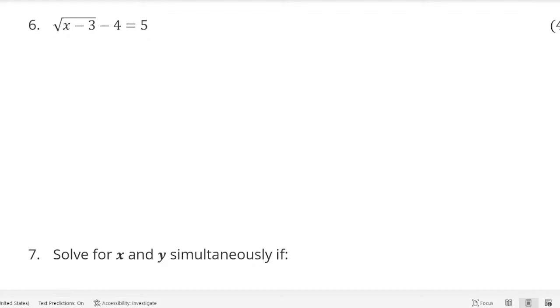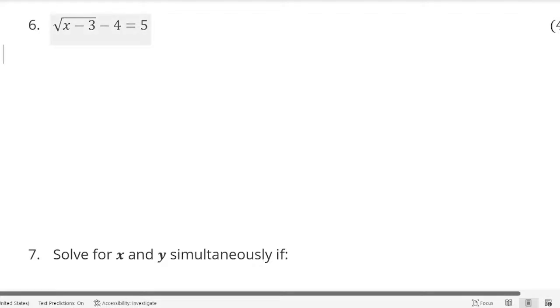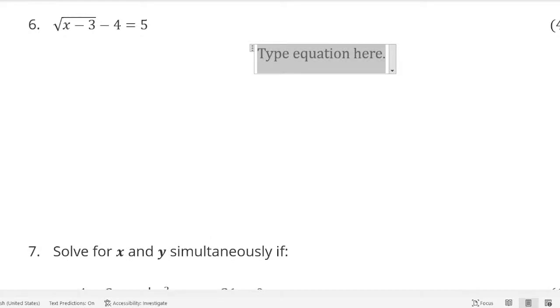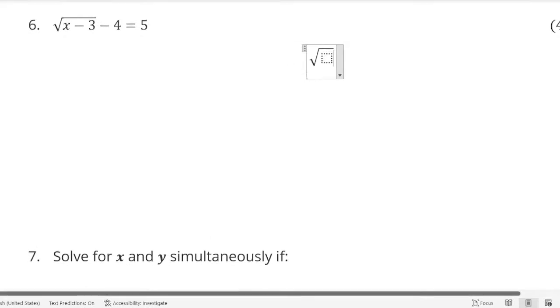Alright, here we have root of x minus 3, minus 4 is equal to 5. The question says solve for x. Okay, the first thing, when you have a root, you must remove the root by squaring.